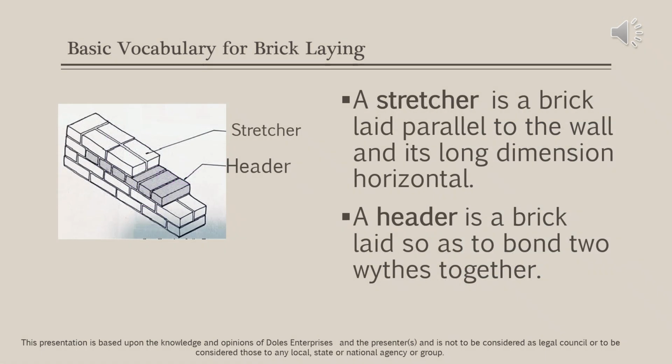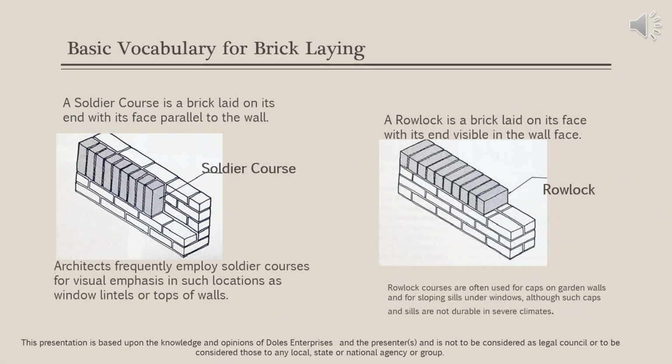So let's continue. A stretcher is a brick laid parallel to the wall with its long dimension horizontal. A header is a brick laid so as to bond two wythes together. A soldier course is a brick laid on its end with its face parallel to the wall.